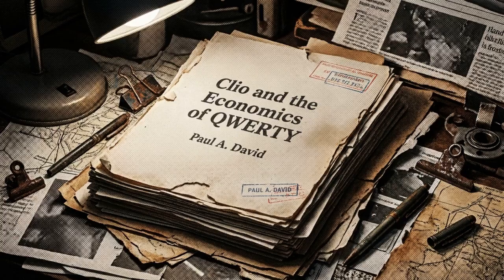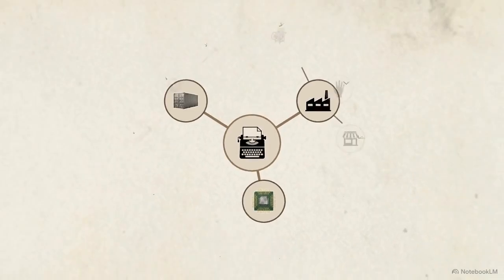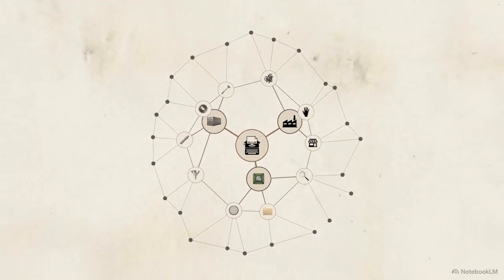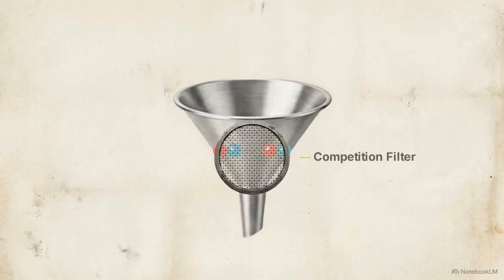In 1985, an economic historian named Paul A. David published a paper realizing that this typewriter story represents a macro-level blueprint for how global markets actually evolve. At the time, traditional neoclassical economics treated the free market like a physics equation. The prevailing belief was that competition naturally filters out bad ideas, always settling on the most efficient possible outcome.